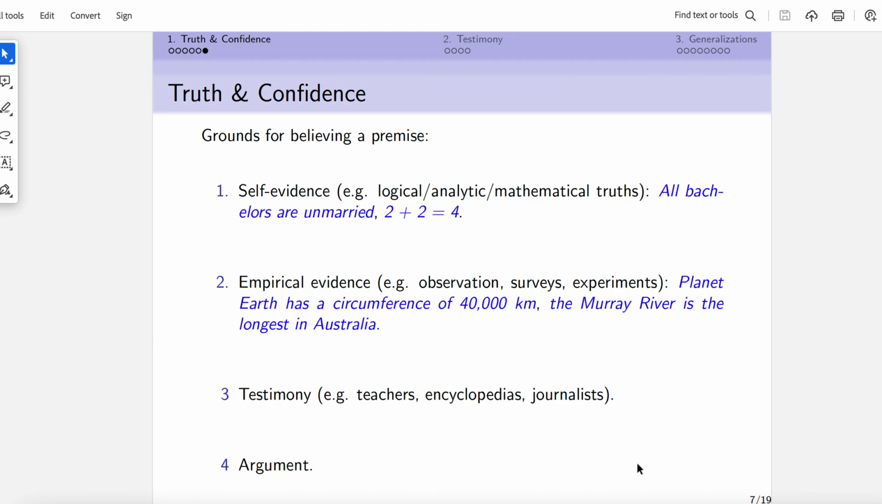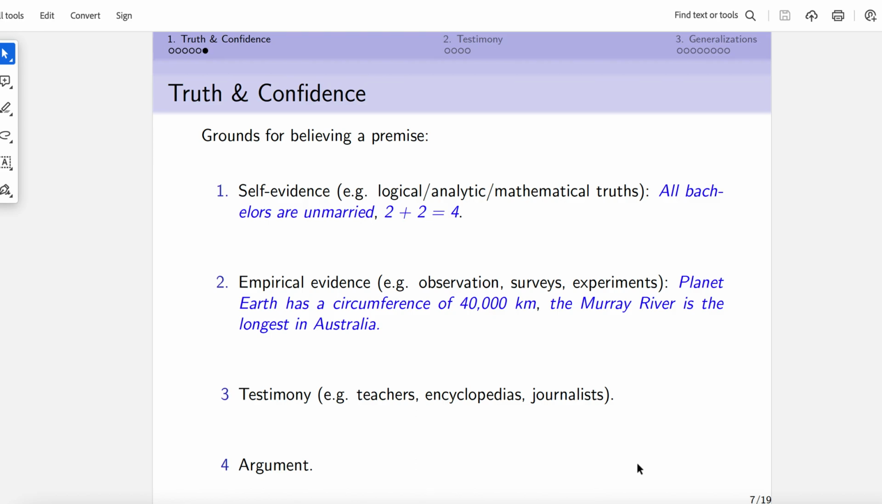And then a final way of coming to know, or coming to get evidence for the truth of a premise, might just be by means of a further argument, right? So maybe I'm interested in evaluating an argument from some premises to a conclusion, but I'm wondering, should I believe the premises? I examine a premise and I'm like, well, why should I believe that? And maybe someone provides me with a further argument for it.